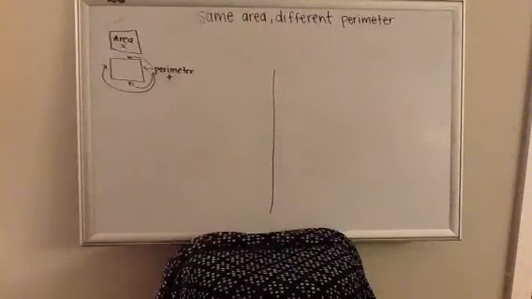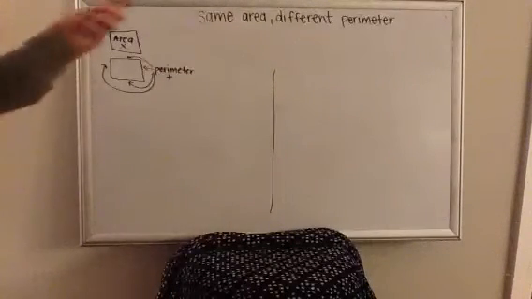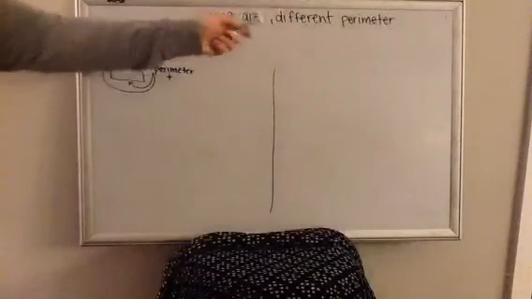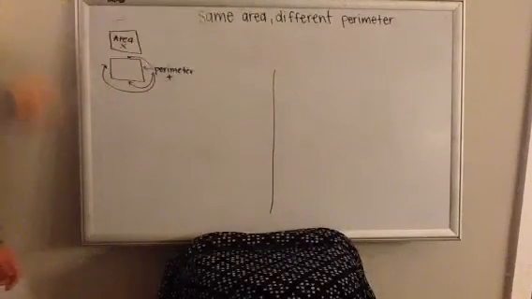All right, in this video, we're going to be given the task to find two rectangles that have the same area, but a different perimeter. So let's remind ourselves, because area and perimeter are very often confused and mixed up.